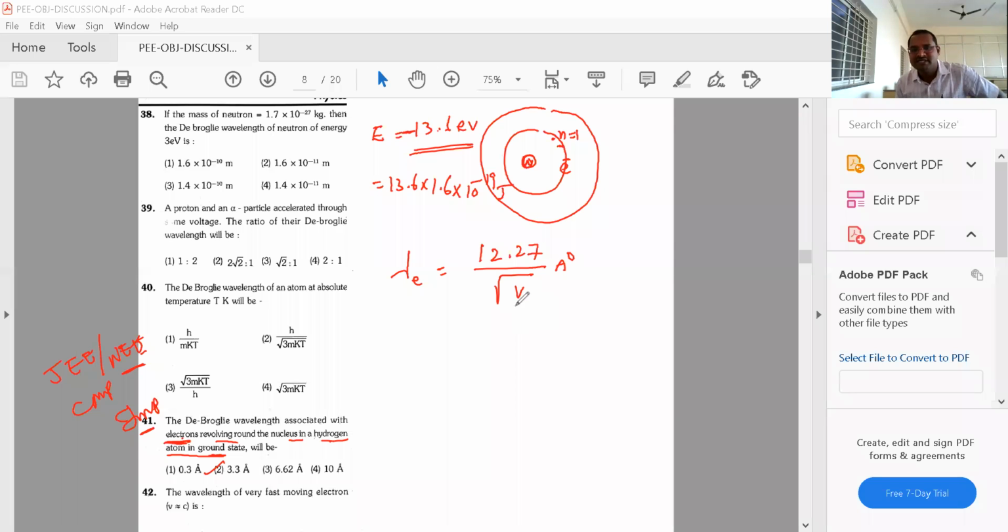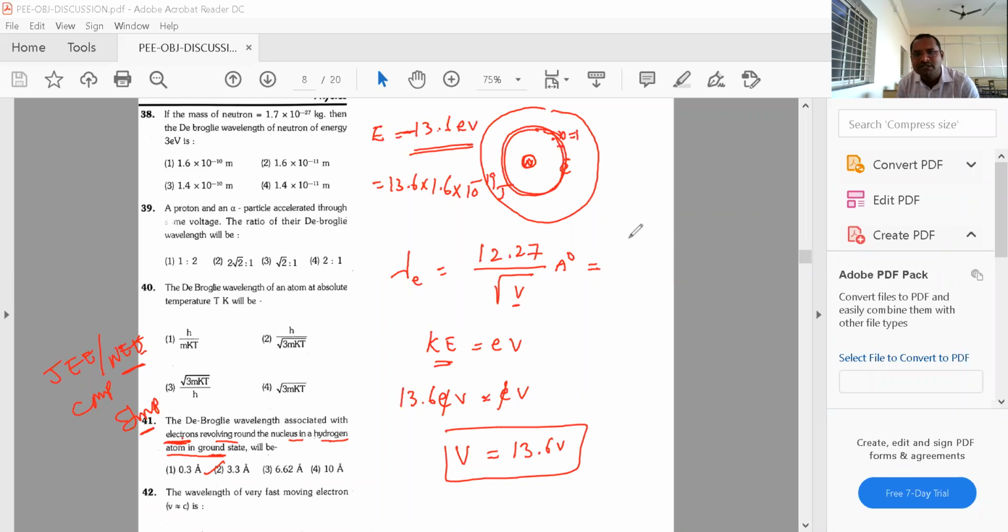Calculation will become somewhat easy. So we need the potential. See here, as we know, kinetic energy is equal to eV. Work done is equal to kinetic energy, so it can be written as charge into voltage. The kinetic energy of an electron rotating in the ground state of the hydrogen atom is 13.6 electron volt, which is equal to eV. The e cancels. So how much voltage do you get? 13.6 volt.